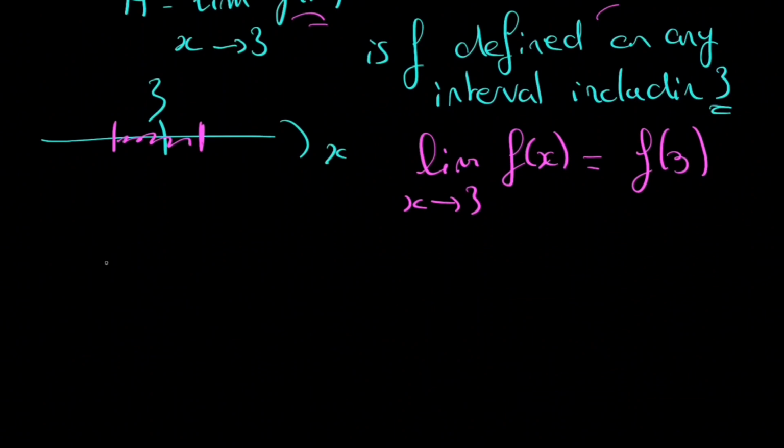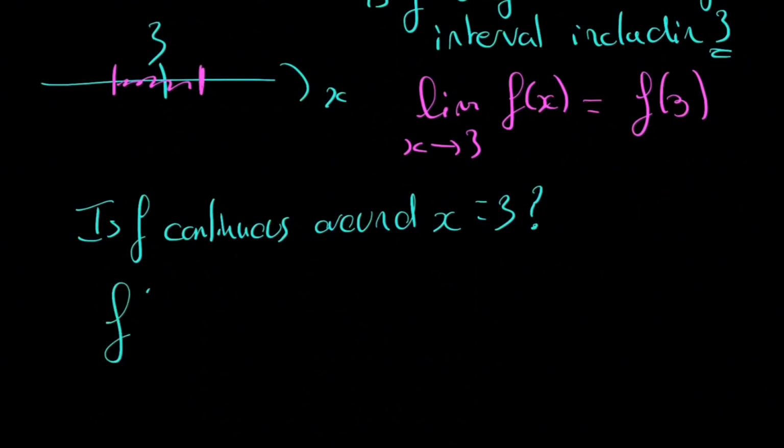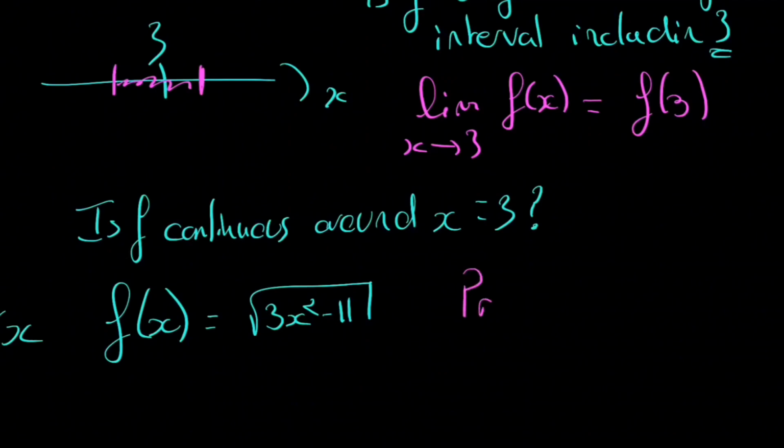Okay, so is f continuous around x equal to 3? Where could be the problem? Let's write again. For x, f of x is equal to square root of 3x squared minus 11. When have we got a problem?